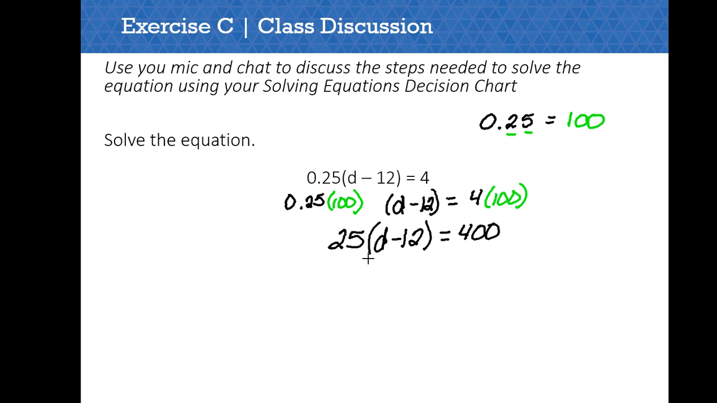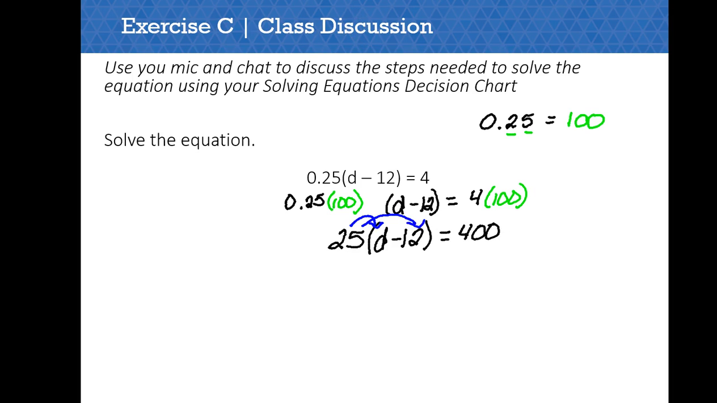Now, my next question says, does distributive property need to be used? Yes, in this case, I do need to use distributive property because I have a 25 right next to d minus 12 in parentheses. So I'm going to multiply 25 times the d, and I'm going to multiply the 25 times the 12.